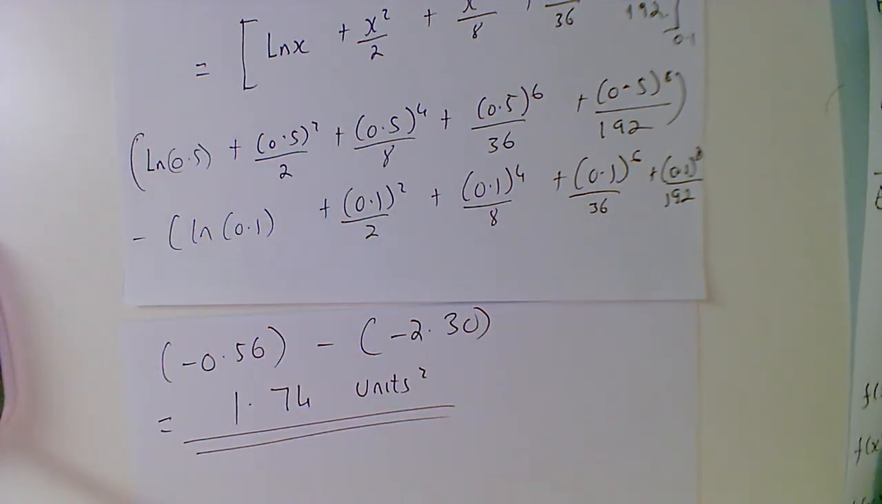And that is me integrated between 0.5 and 0.1, 1 over x e to the power of x squared, which is something which would have been impossible until now.